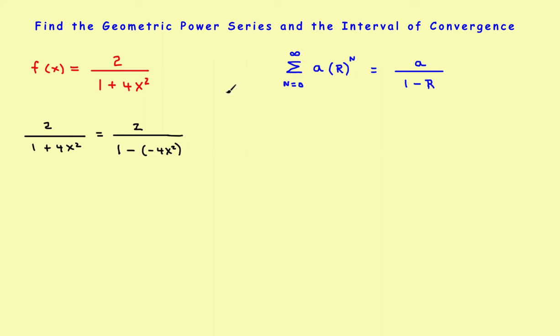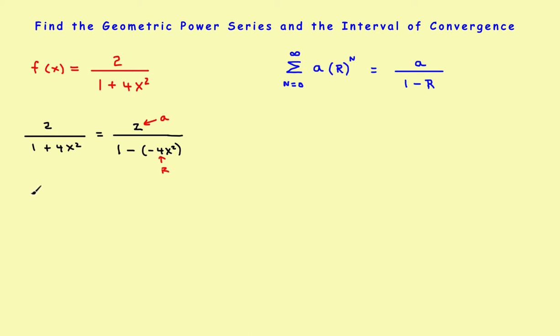So once you've got it in that form, then whatever's in the numerator here is a sub 0, and this is going to be the common ratio. So you had to get it in this form to find a and r. So now your next step is to take this and change it into summation notation.